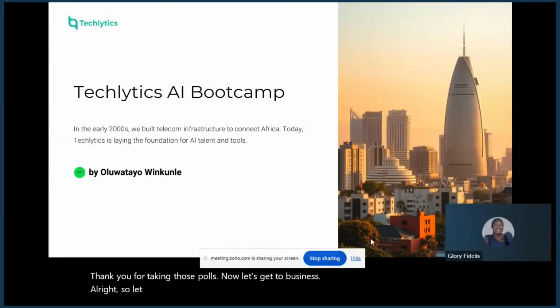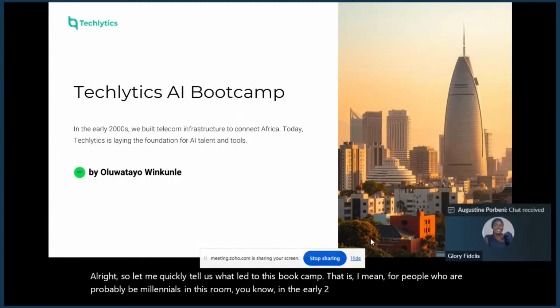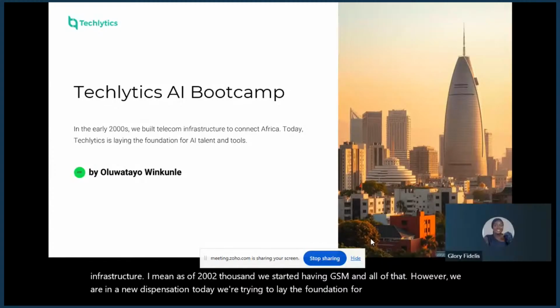Let me quickly tell us what led to this bootcamp. For the millennials in this room, in the early 2000s we had the telecoms infrastructure. As of 2002, that was when we started having GSM and all of that. However, we're in a new dispensation. Today, we're trying to lay the foundation for AI talents and tools.